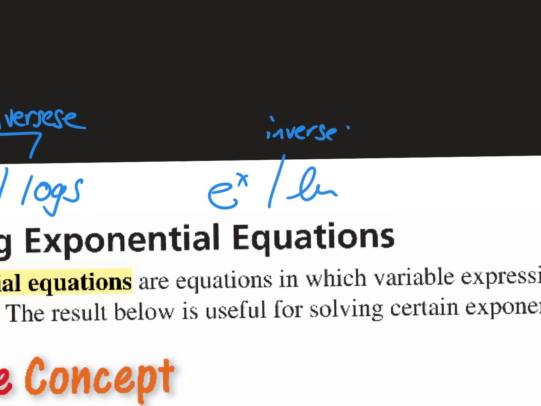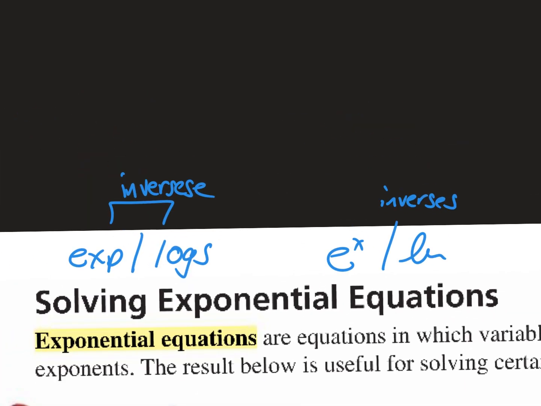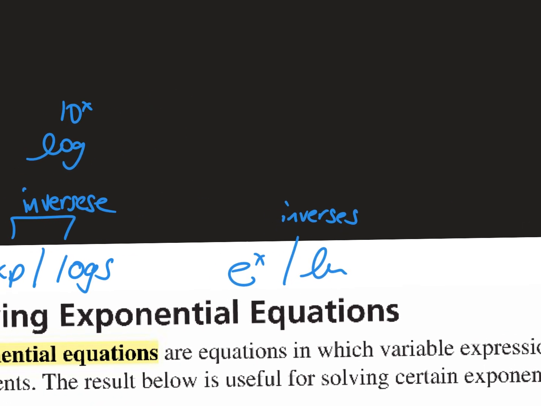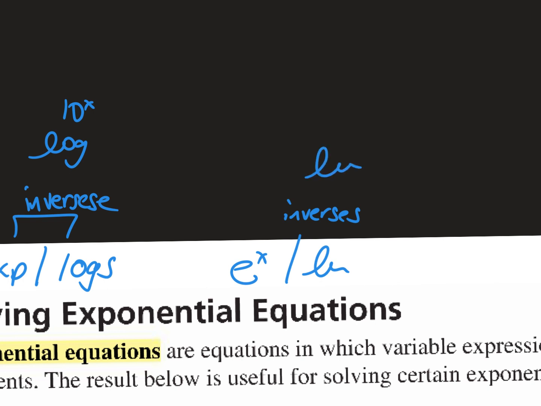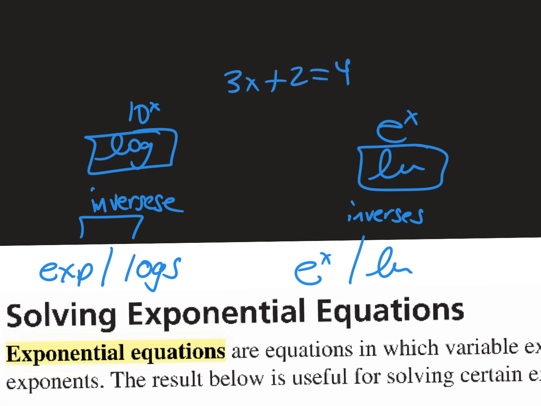If you look at your calculator, I think your log button has 10 to the x on top of it. And then the ln button has e to the x on top of it. You are going to use those buttons to solve the equation. If you were going to solve an equation like 3x plus 2 equals 4, you have to undo, right? In order to get x by itself, you have to undo everything that's on that side.